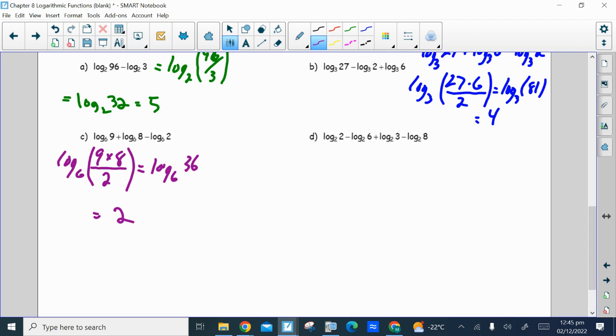D is a little different because you'll note that there are 2 subtractions, and that means you're using the quotient law twice. But in math, we never divide by something and then divide by something else in the same expression. So here's what I'm going to do. I'm going to group together the positive logs and the negative logs.